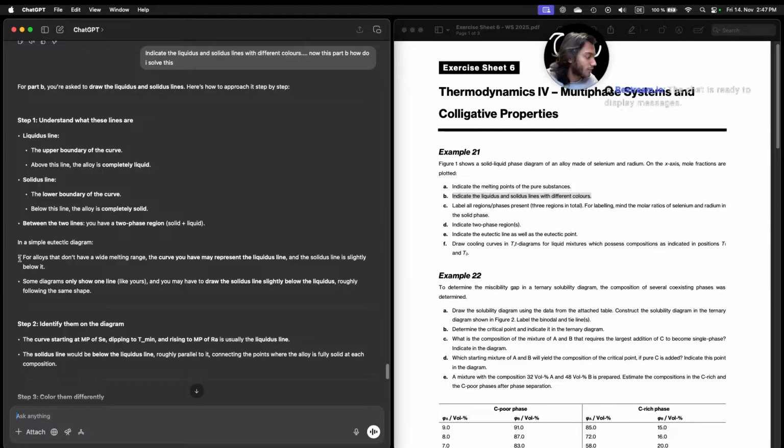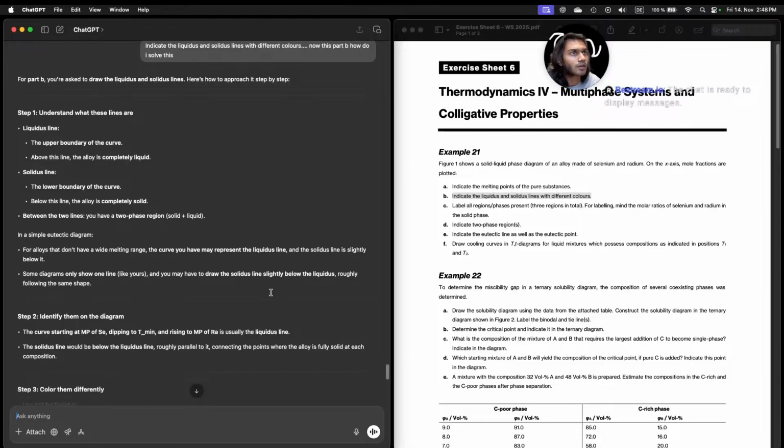In a simple eutectic diagram for alloys that don't have a wide melting range, the curve you have may represent the liquidus line and the solidus line is slightly below it. Some diagrams only show one line. Wait. Some diagrams, and you may have to identify them on the diagram.